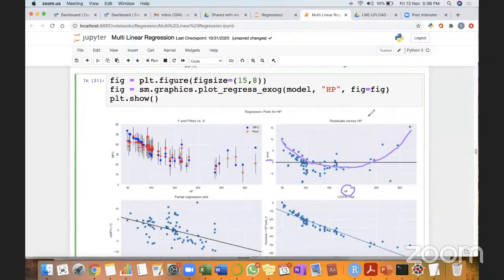The transformation could be x square. That means in the regression equation y is equal to beta naught plus beta 1 times HP, instead of using HP, we can use HP square. That means square all the values in the HP column and use this. This is called transformation of the variable. If in the residual plot any variable exhibits this kind of non-linear relationship, then the square transformation is the best transformation that you can apply.